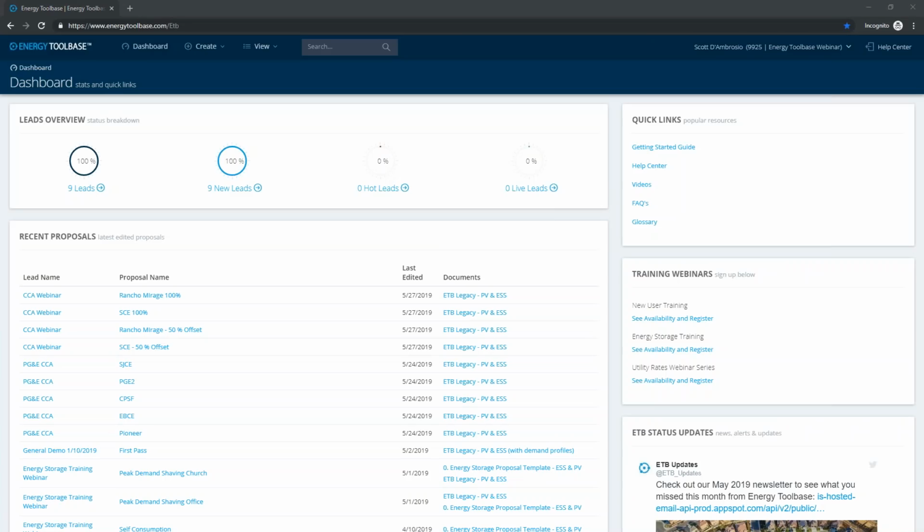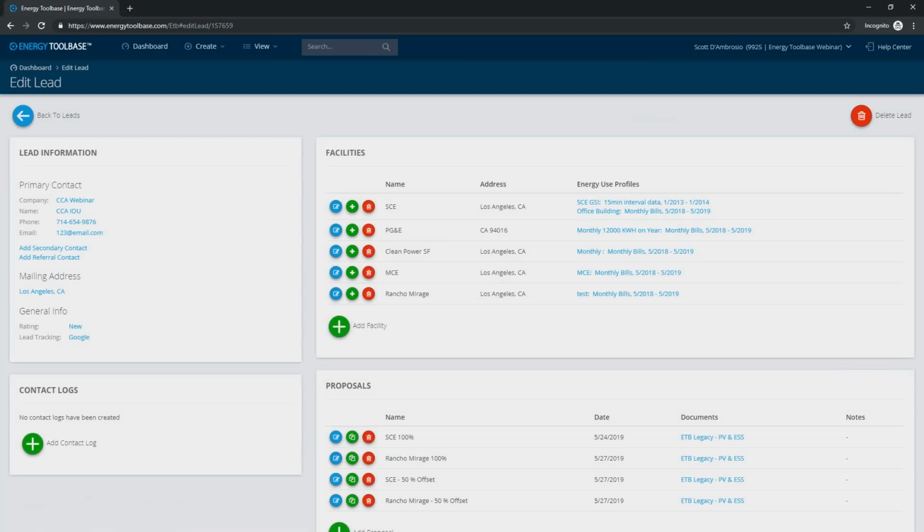All right, for the next portion of this webinar, we're going to talk about how to actually model this in ETB. What you're looking at here is our dashboard, which is the main landing page of our application. Just for time's sake, I'm going to hop into a pre-existing lead. A lead is basic information: company name and contact information. To the right, I'm going to move to facilities, and facilities represent meters here at Energy Toolbase.